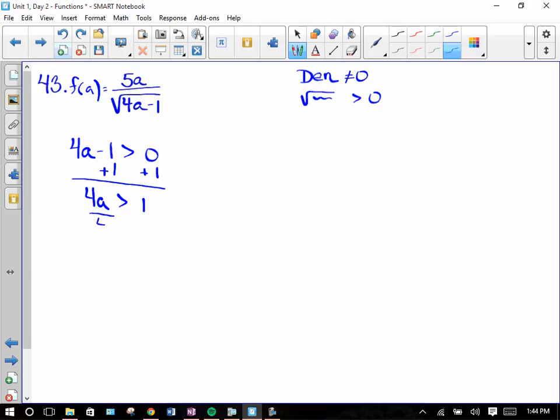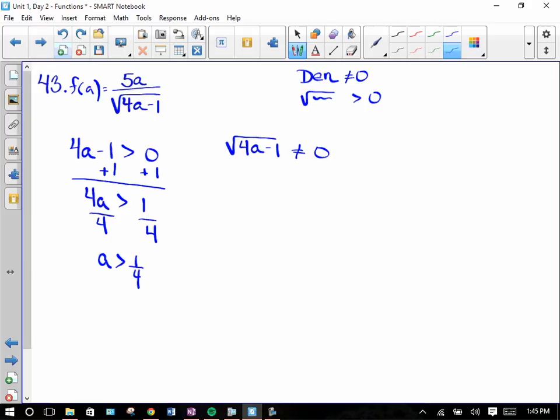I'm going to divide by 4. I'm not flipping this right now because I'm dividing by a positive, not a negative. Alright? So I get A is greater than 1/4. So A is greater than 1/4. Now, I'm going to look at this in the denominator. We know this whole thing in the denominator can't equal 0. So the square root of 4A minus 1 cannot equal 0.